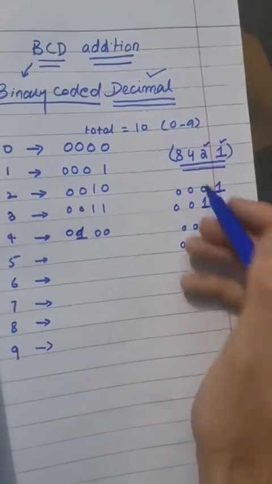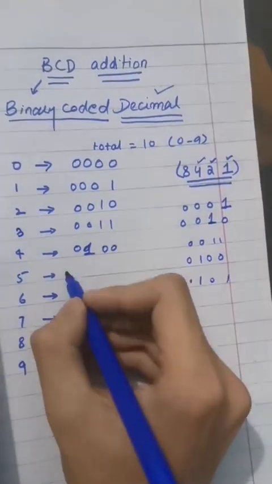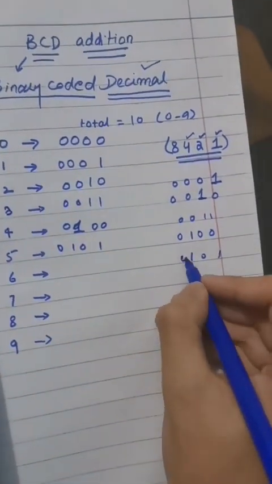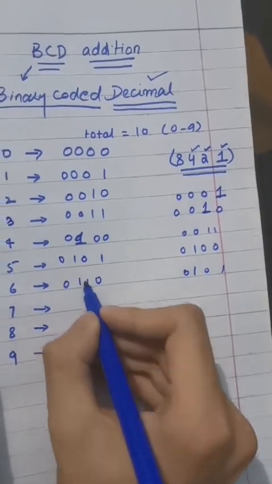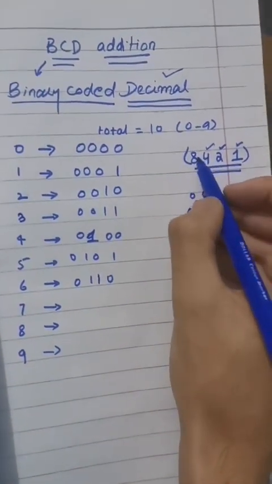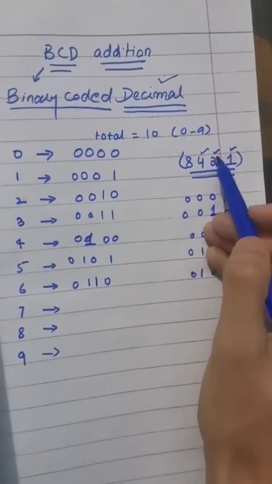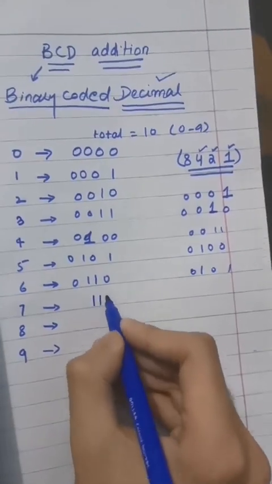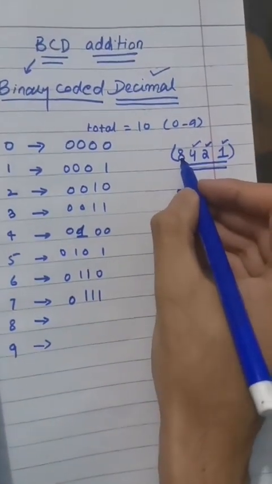So 0100. And for 5, we will need to make these bits on, so 0101. For 6 we have 4 plus 2, which is 6, so we have to make sure that these two bits are on. For 7, 4 plus 2 is 6, and plus 1 is 7, which means all these three bits are on. So 0111 is for 7.